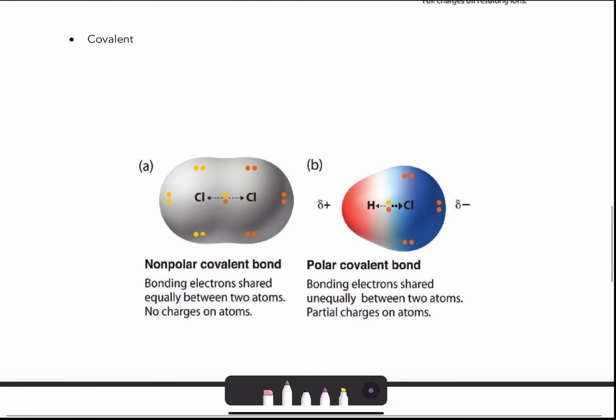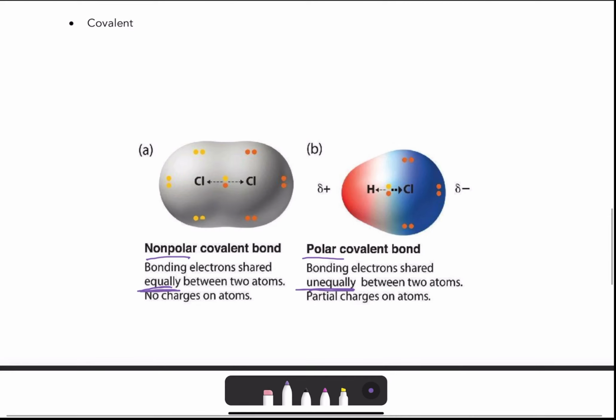Let's finally talk about our 2 different types of covalent bonds. There's a nonpolar covalent bond and a polar covalent bond. So in a nonpolar bond, electrons are shared equally between 2 atoms. And in a polar covalent bond, electrons are shared unequally. So because it's covalent, both of these are going to be sharing electrons, right? We see this shared is similar on both of them, but it's how they're sharing it that makes a difference.